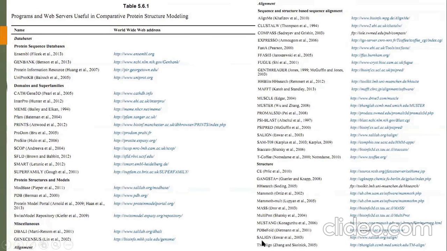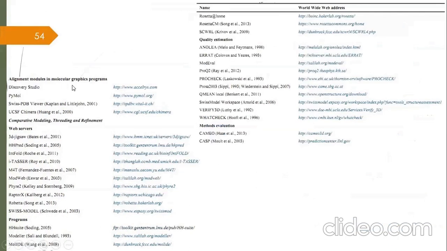And these are the structure databases and web servers. And these are further some more websites, like you can go for alignment modules in molecular graphics programs. So if you need to visualize some protein model, so go for Discovery Studio. It's the best visualizing tool. PyMOL, Swiss PDB. So this is a viewer, actually a structure viewer, UCSF Chimera, and so on.